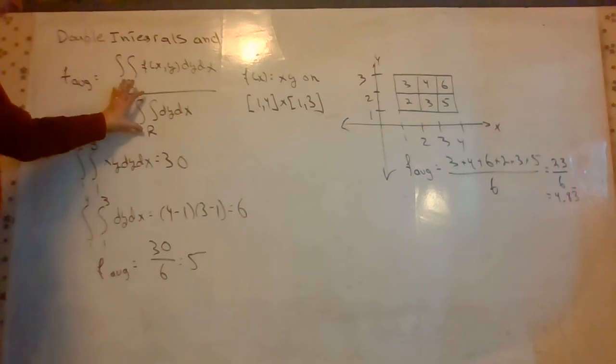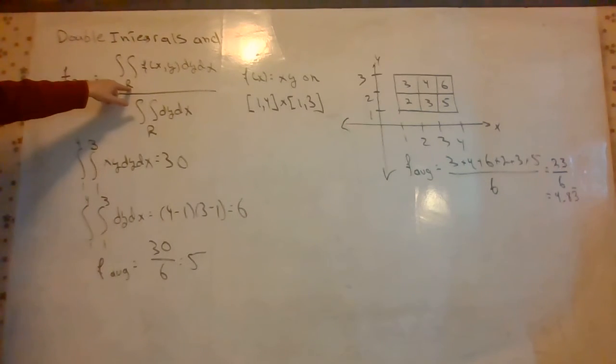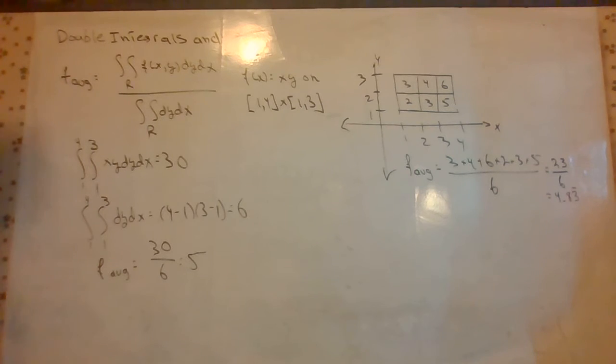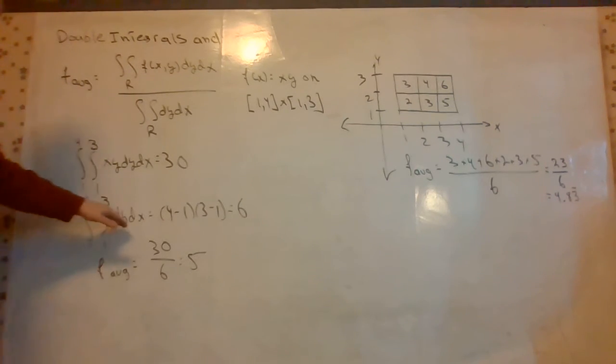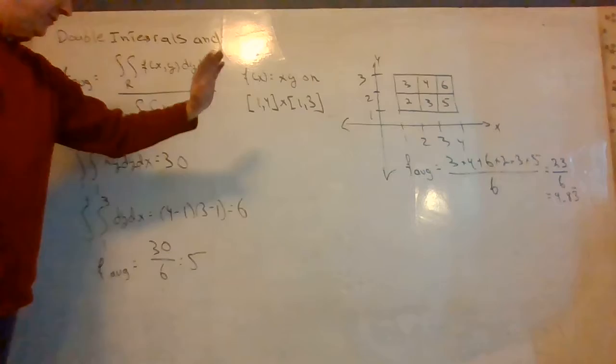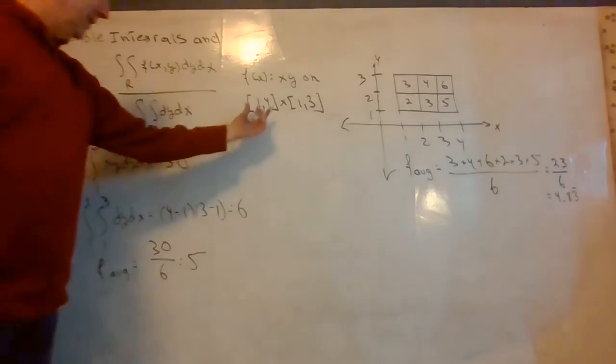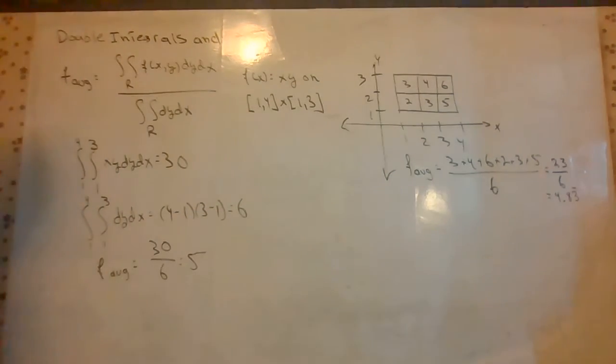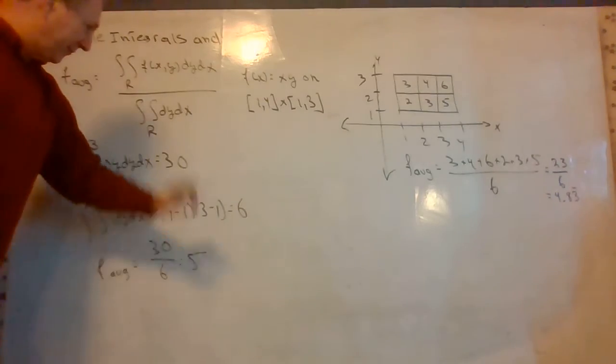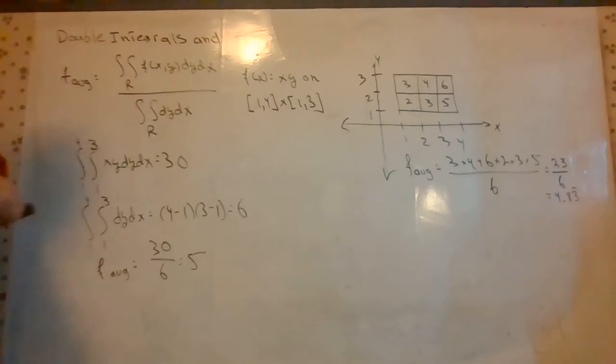Then we can do the denominator. This R just means region, integrating over a region. Integrate 1 to 4, 1 to 3 dy dx, we get 6. That's just the area of this Cartesian product. 3 times 2 is 6. And our average is 30 divided by 6 or 5, quite simply put.